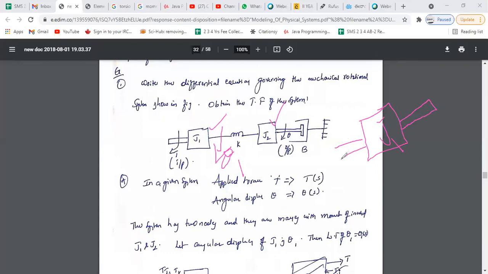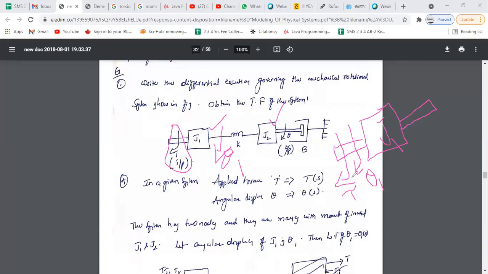So I'm drawing the first free body diagram. Is there any applying torque on J1? Yes, sir. This is the applying torque, the input torque, which is tau. Now we are assuming the displacement theta1. Then we have to mark the torques.